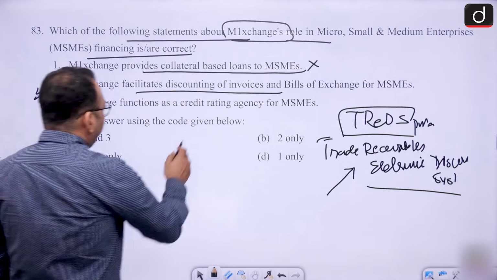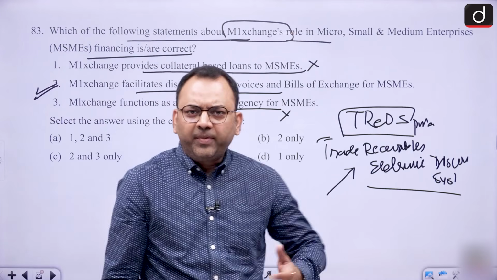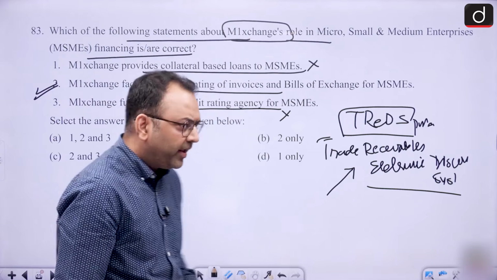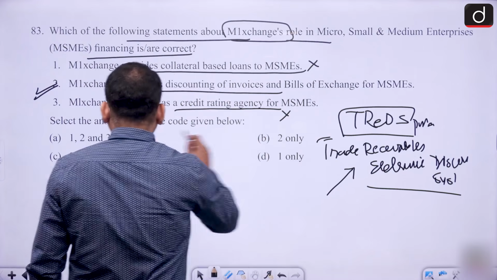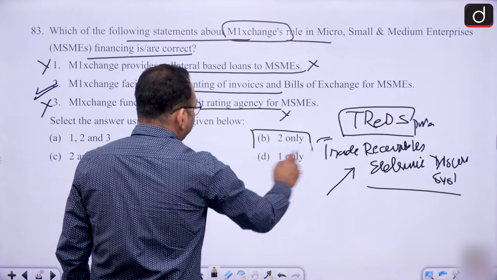It's not a credit rating agency, friends. We have different bodies, CRISIL, ICRA, Brickwork. They rate the MSMEs, but not the M1 exchange. That's why this is incorrect. This is incorrect. The answer is B, 2 only, in this case.